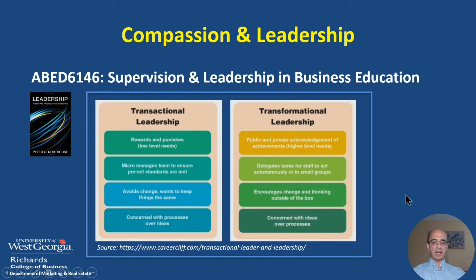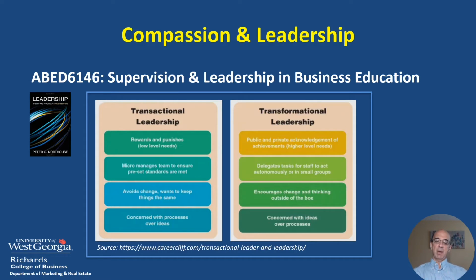I've been at UWG for almost 18 years now. And when I first came, I taught a graduate level course, which I taught for about 12 years. And in that course, we looked at maybe 10 different models of leadership. The two models that apply most to this presentation are transactional leadership and transformational leadership.